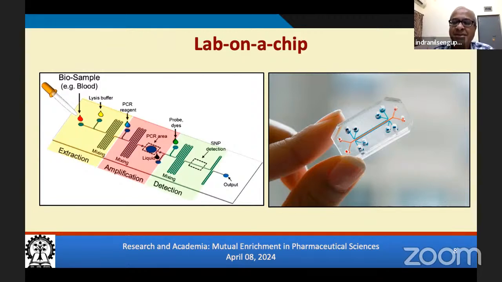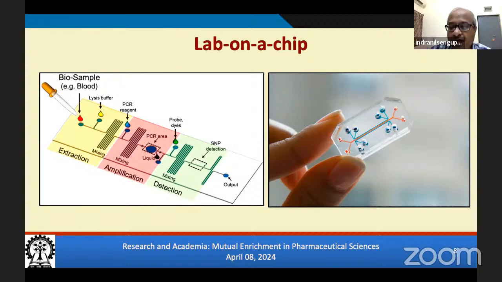Now, a chip means an integrated circuit, a very small device which can fit in your hand. Very small, maybe 1 inch by 1 inch size. Imagine that this entire clinic you can squeeze inside this 1 inch by 1 inch dimension. So whatever test you want to perform, this small lab on a chip can perform the test.